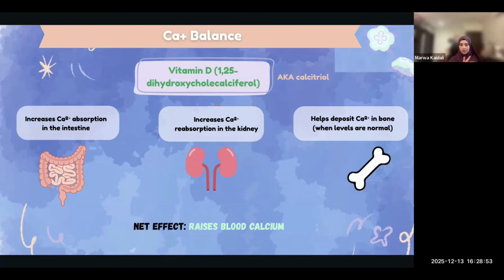So when you look at the net effect of all of these changes happening, you're going to see that we have a raise in the blood calcium levels. So we're going to have an increase in the calcium levels because of vitamin D.